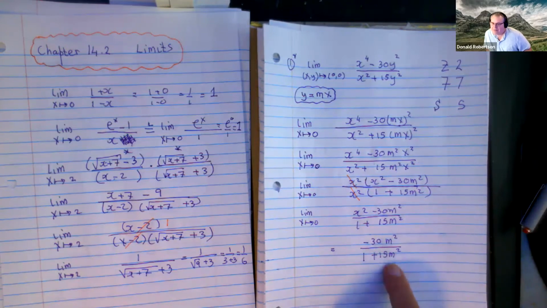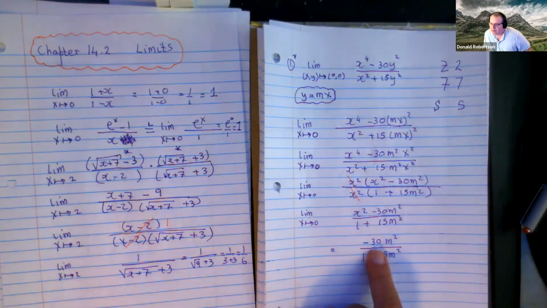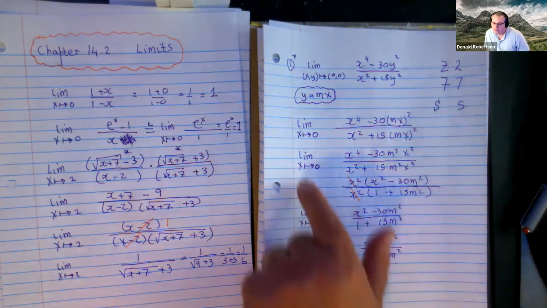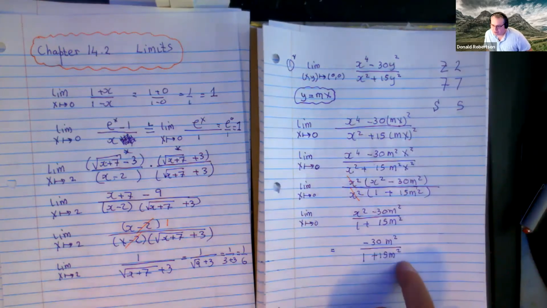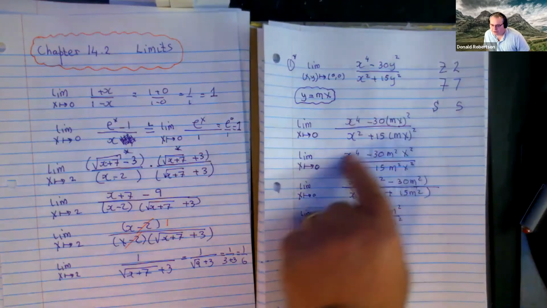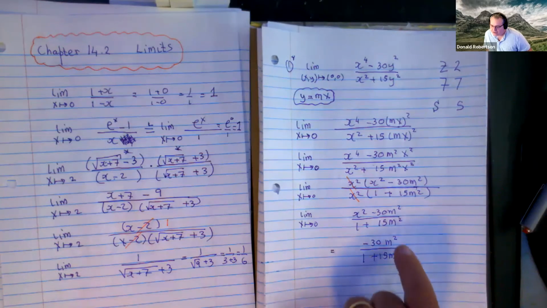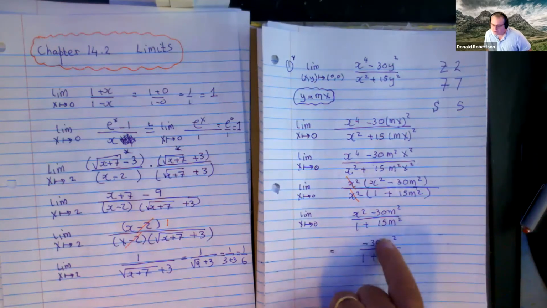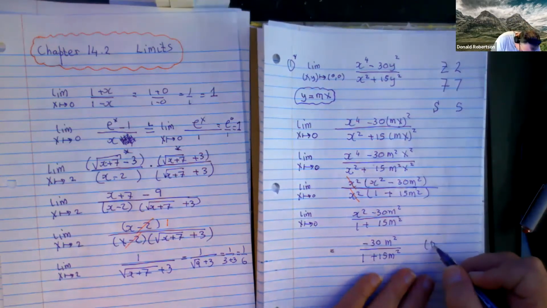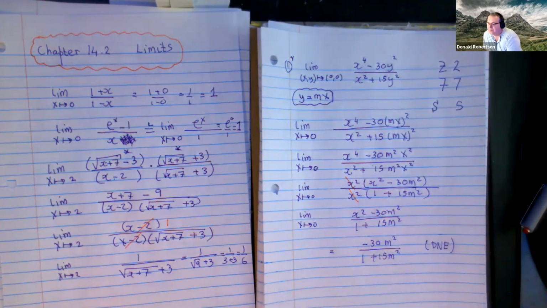Now, what does that mean? It means there's no limit. If you do this process and the answer is 42, the limit is 42. If you do this process and the answer is 0, there are no m's, they all disappeared, and you just get 0, then the answer is 0. But if you do this and what you're left with at the end is an expression that contains m's in it, then you have no limit, and we will write down DNE for the limit does not exist.